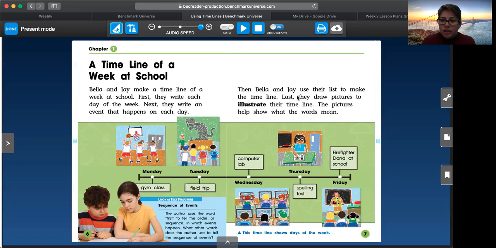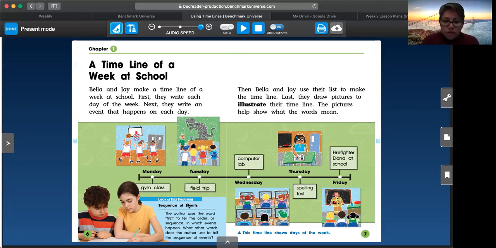Then Bella and Jay use their list to make a timeline. Last, they draw pictures to illustrate their timeline. The pictures help show what the words mean. Okay. This timeline shows days of the week. That's right. And what the kids do every day.